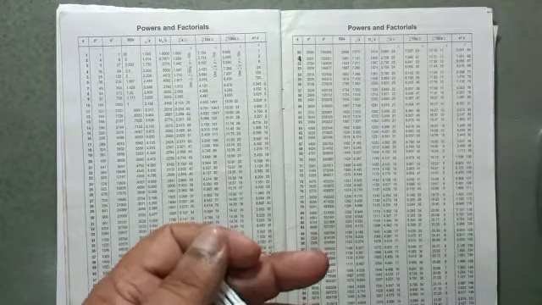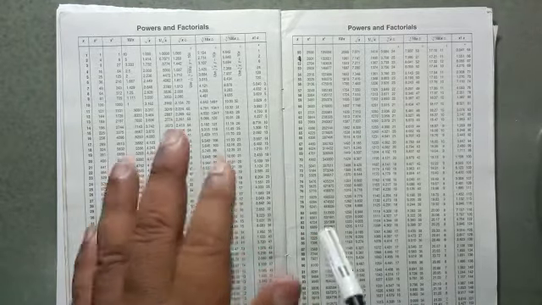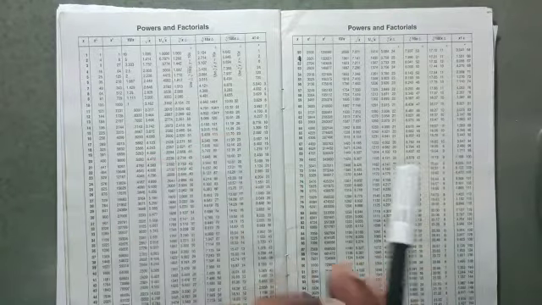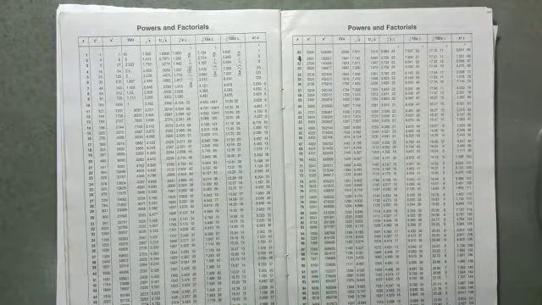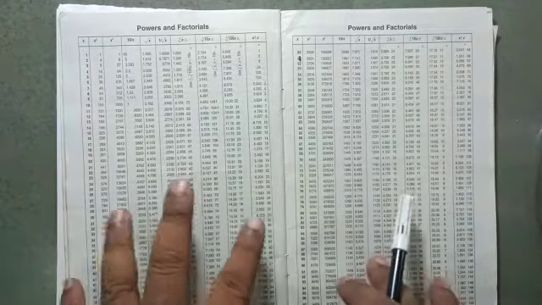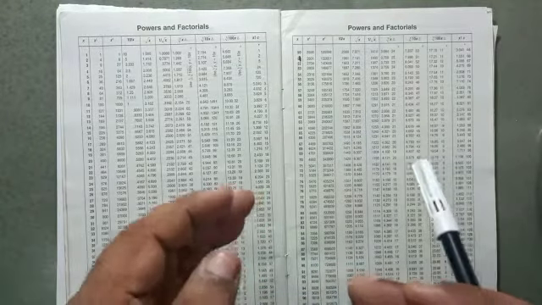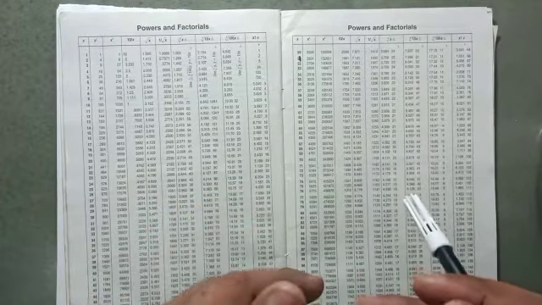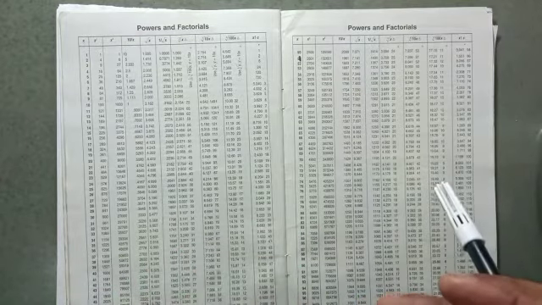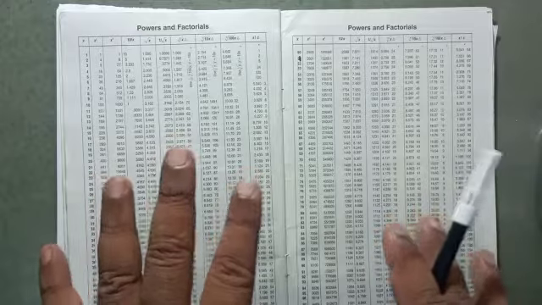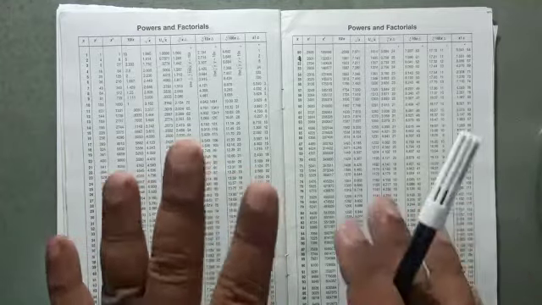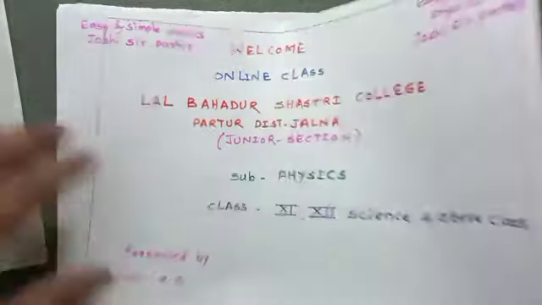So this facility is given only for a whole number. But if the number is 1.2, 2.4, 2.53, then this powers and factorials table is not used. But if the number is 1 or 4 or 54 or 67, then the powers and factorials table is useful. So today we will see how it is useful for solving.